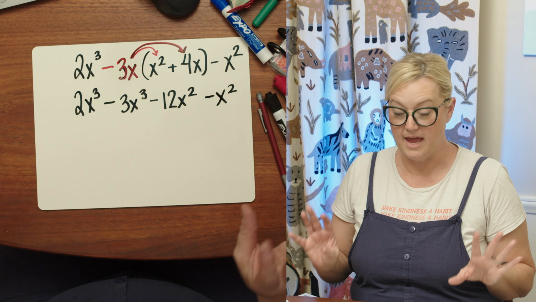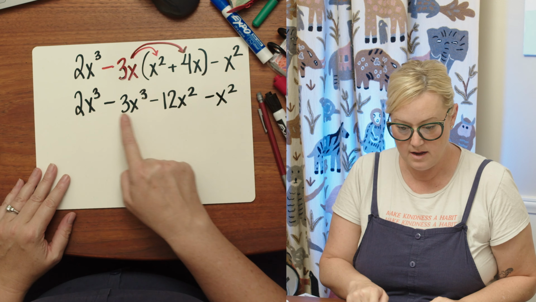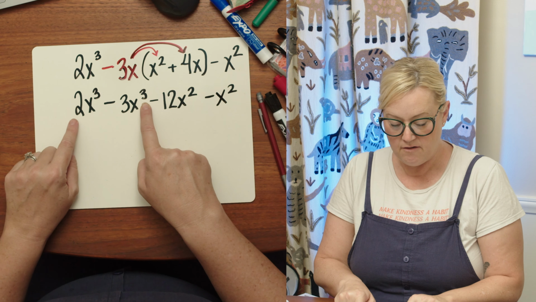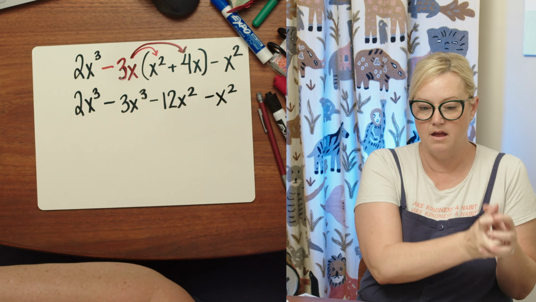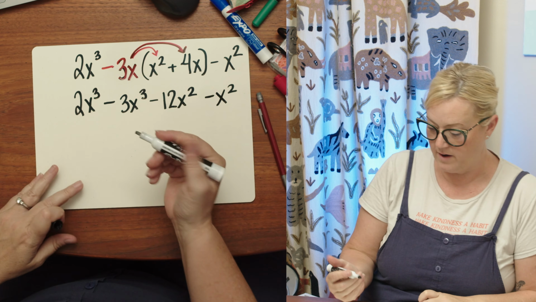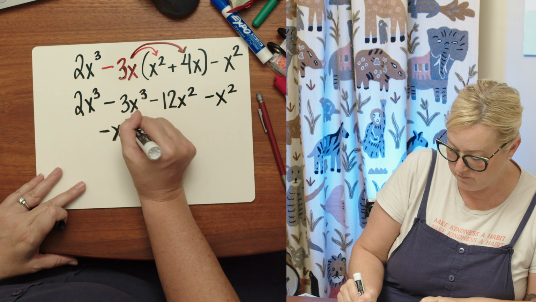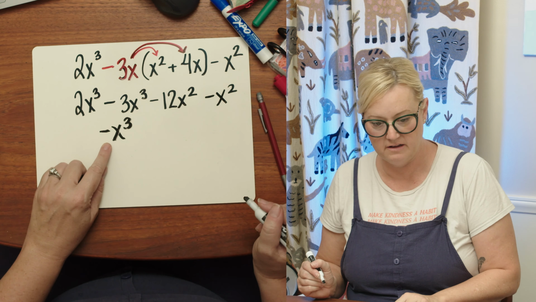Okay, so now we combine the like terms. Again, like terms are anything with the same variable to the same power. So x to the third and x to the third. If I have 2 of x cubed and I take away 3x cubed, I'm actually down 1 x cubed, right? So this is negative 1 x cubed. There's a little invisible 1 there in front of the variable. Then I've got negative 12x squared minus x squared. Well, that is minus 13x squared.